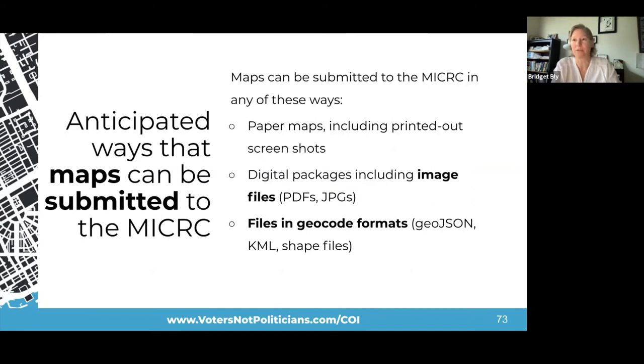Okay, so we have just a bit more practical information about how you can submit maps to the ICRC and getting more help with your map making efforts. So maps can be submitted in any of these ways: paper maps, including printouts or screenshots, and digital packages, including files like PDFs, which are image files, or files that have geocode formats, and this would be GeoJSON or KML or shape files.